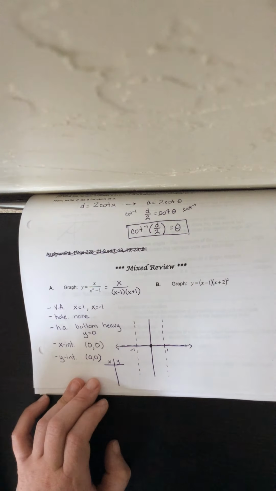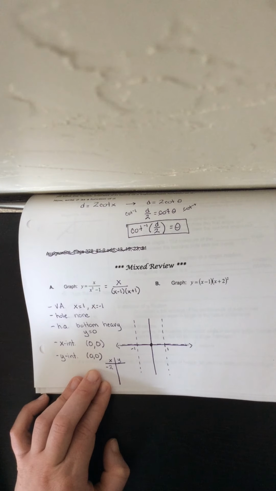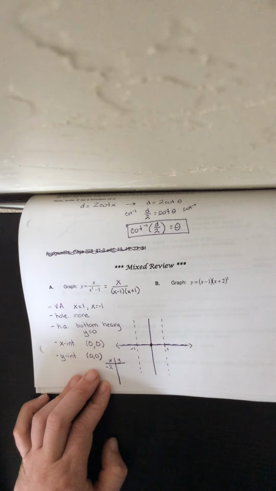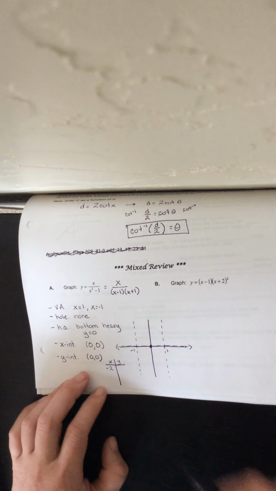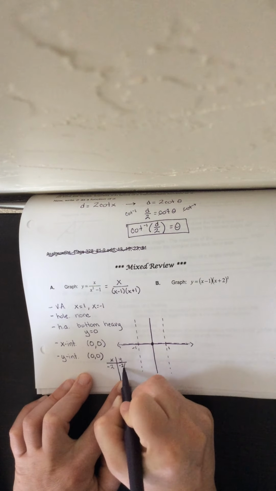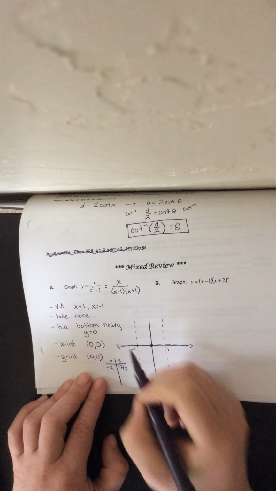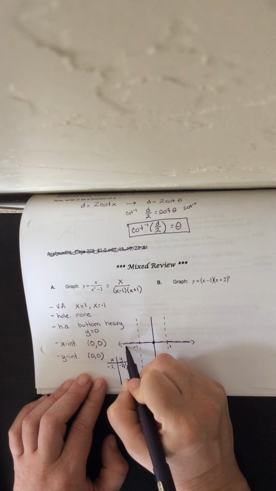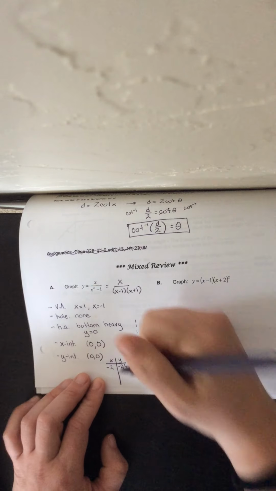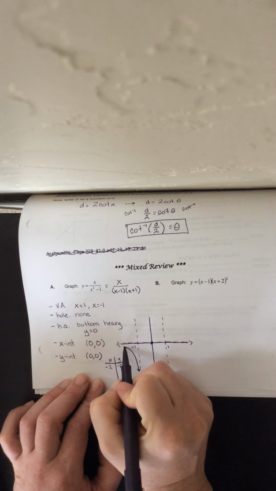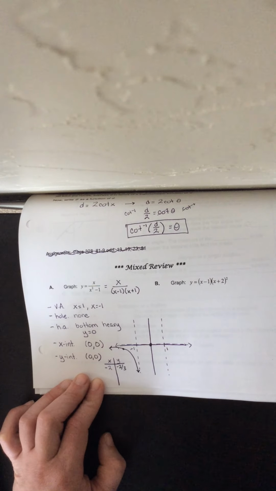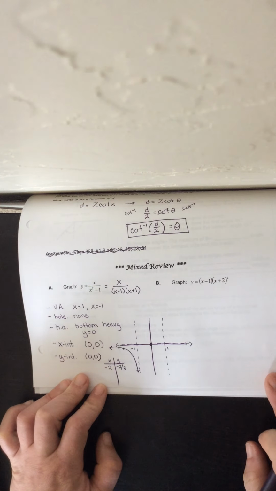To the left of -1, let's just say -2, nice and easy. If I plug in -2 here, and you can check my work if you want, but I'm just going to tell you the values, I get -2/3, which is, let's just estimate here. So that tells me that this graph is approaching the vertical asymptote and the horizontal asymptote below the x-axis.